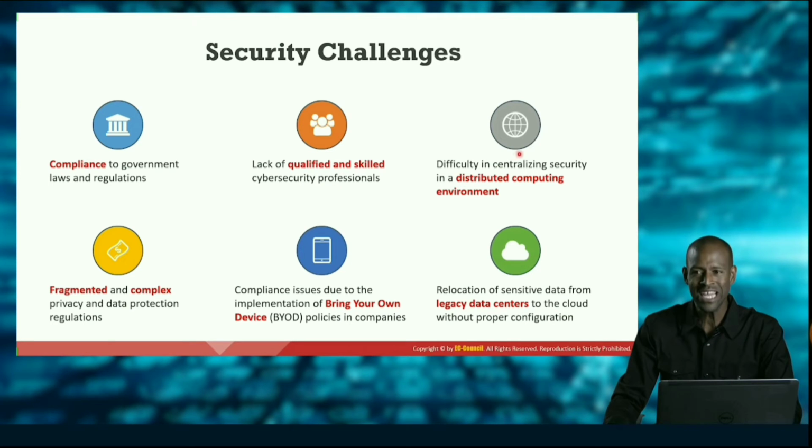Difficulty for centralizing security in a distributed computing environment. So you have a large organization like a corporation that has on-premise data centers. They have connections to Azure and AWS cloud providers. They have manufacturing arms that have IoT and OT networks. They have Wi-Fi networks and Bluetooth, and it just gets crazy. Lots of potential security problems. Distributed, all need to be secured.